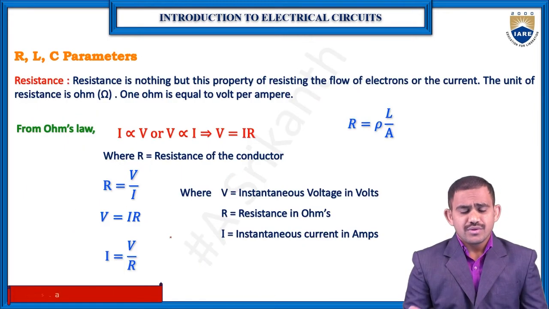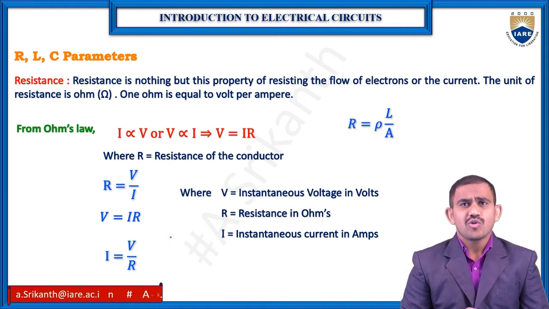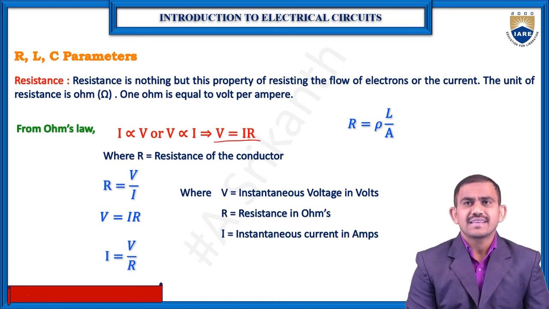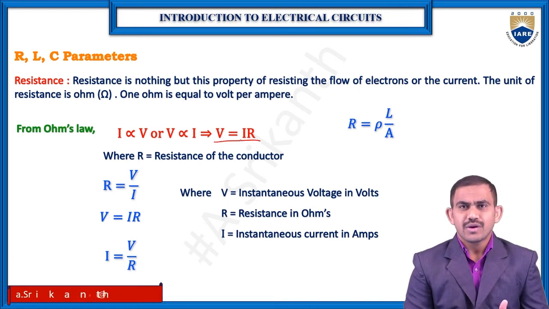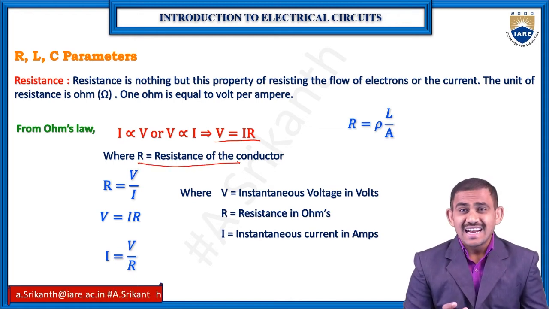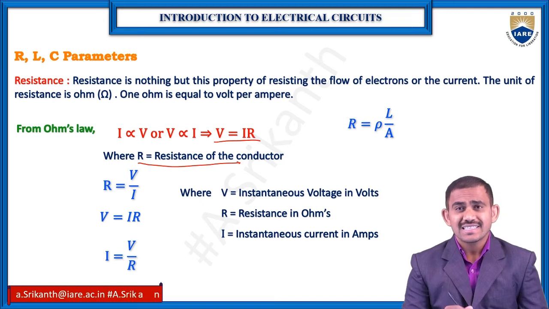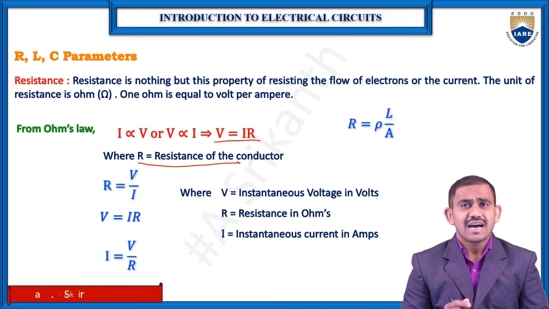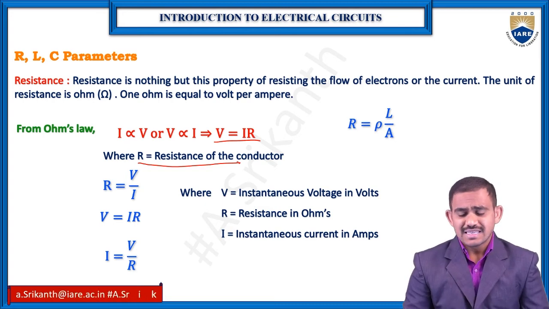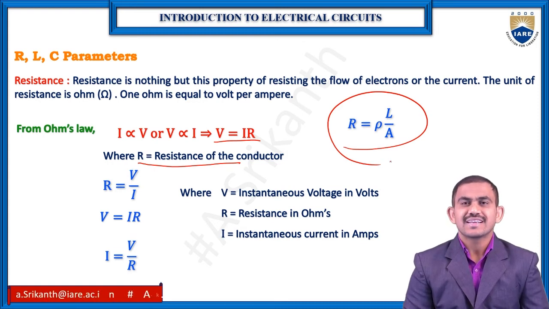Now moving to the current and voltage relationship. We know Ohm's law. From Ohm's law, V equals I into R. R is your conductor. At constant temperature, V is directly proportional to I, otherwise I is directly proportional to V. That is the condition. There R is your constant value, and the constant value is nothing but your resistance. So we know the conductor resistance formula is rho L by A. That is your resistor resistance formula.